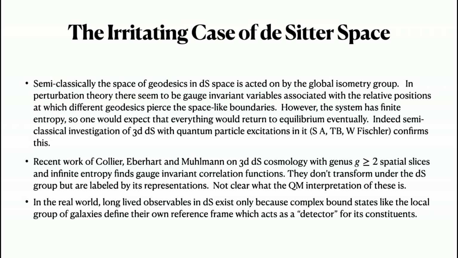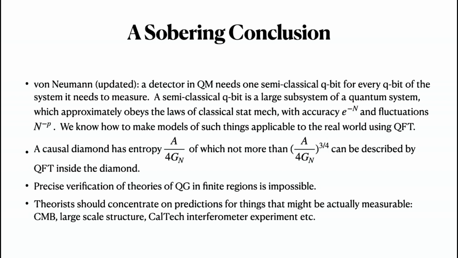And so I think that's a good start, but it leads to really disturbing consequences. I'm going to skip over this really interesting work of Collier, Eberhard, and Mullman. I can tell you about it if people ask me questions, because I want to tell you about the really disturbing conclusions that we've come to thinking about de Sitter space, because we really do seem to live in an asymptotically de Sitter universe.